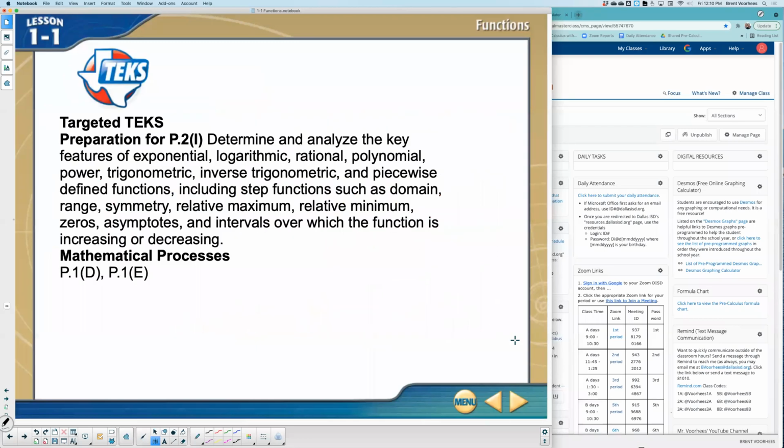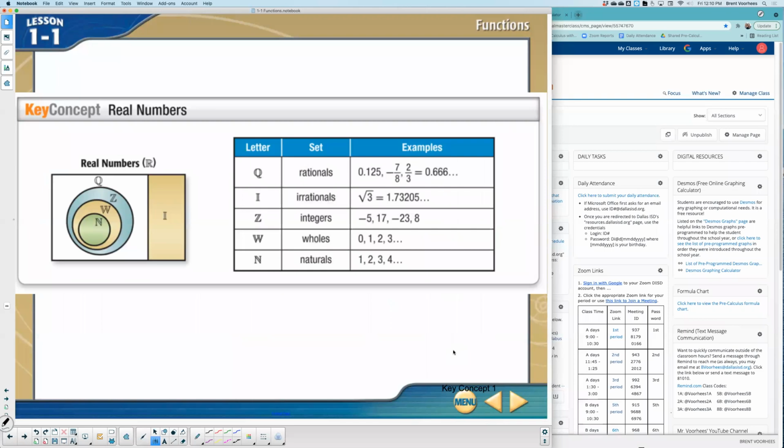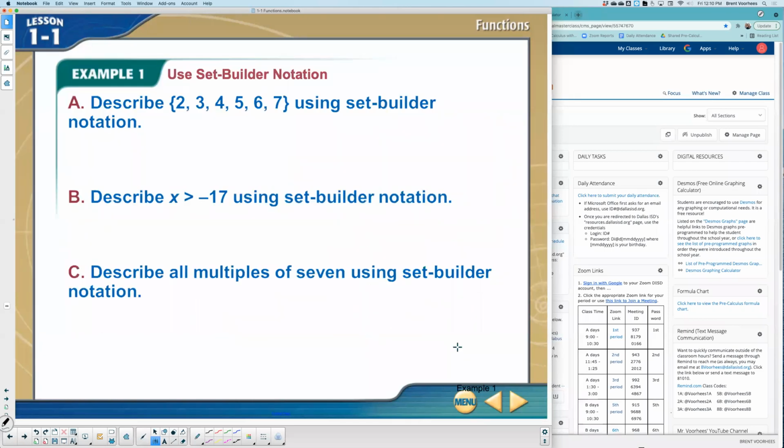We're going to look at functions today. So if we open up our packets, I want to go to example 1. What we're first going to talk about are different kinds of numbers and how we write out values. I'm going to go through example 1 really quickly because I don't focus much time on this in pre-calculus, but I do want you to know this.